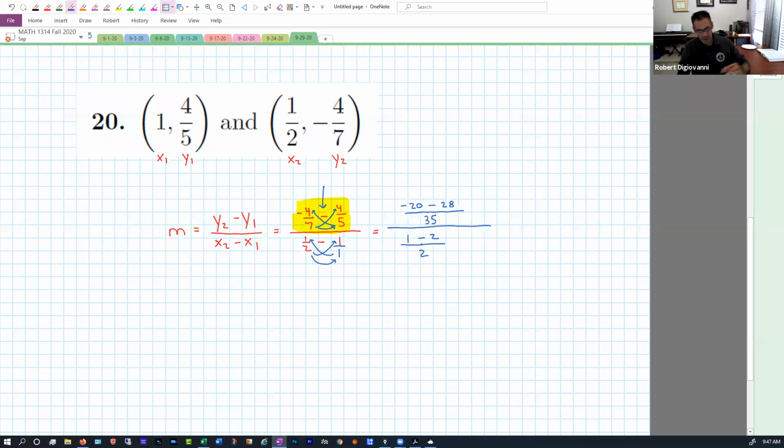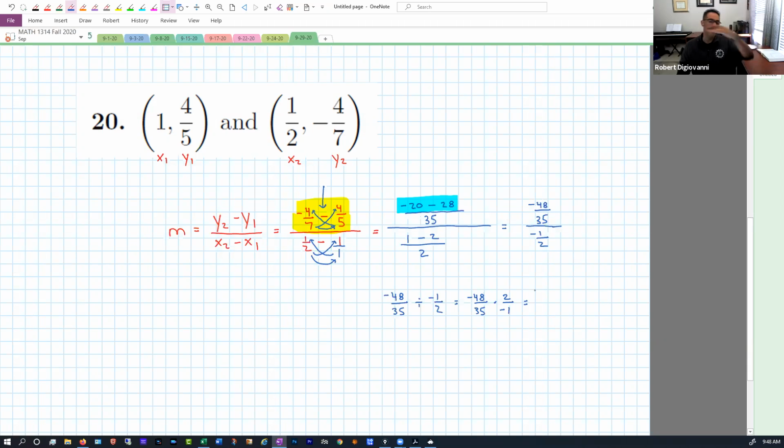Now, I know that looks nasty, but that's the way it is. We just need to do a little bit of arithmetic now. We do -20 take away 28. It's -48 over 35 over, and then 1 take away 2 is -1 over 2. And now we're finally to a point where we have a fraction divided by a fraction. So we have -48 over 35 divided by -1 over 2. So we'll keep dot flip, keep it, dot it, flip it.